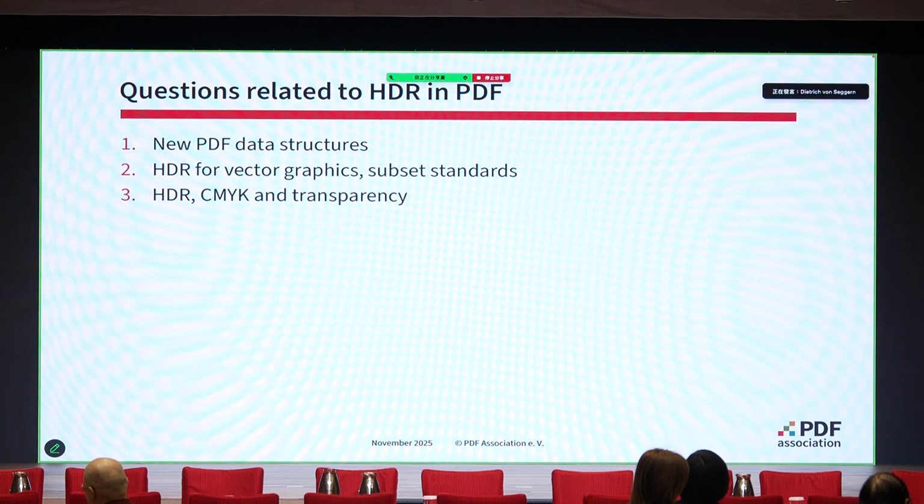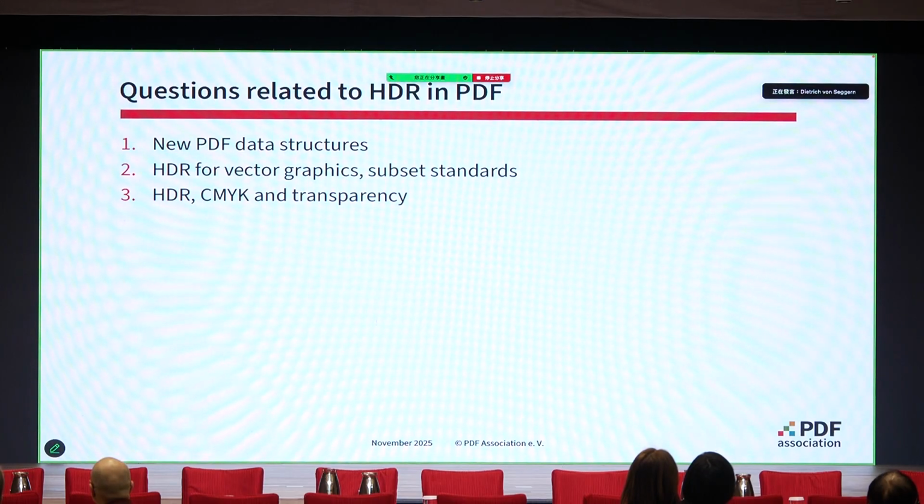So first, what data structures do we want to have in PDF? What does HDR mean for vector graphics? That probably is the most interesting question here. Do we want to have HDR for vector graphics? I've already mentioned subset standards, PDF/A, PDF/X, and then CMYK and transparency.